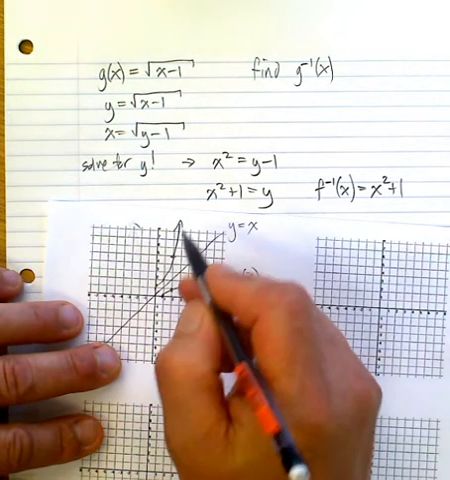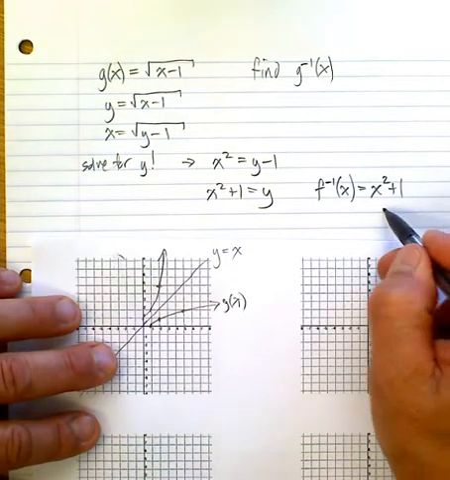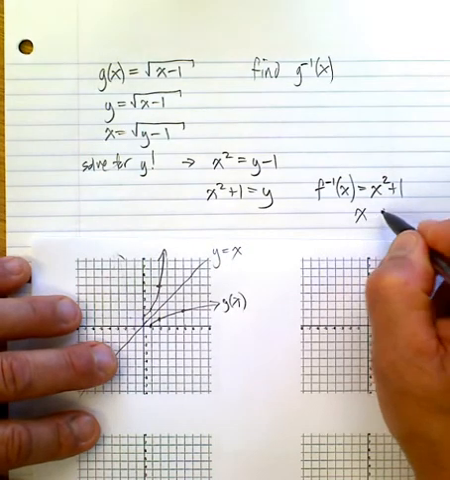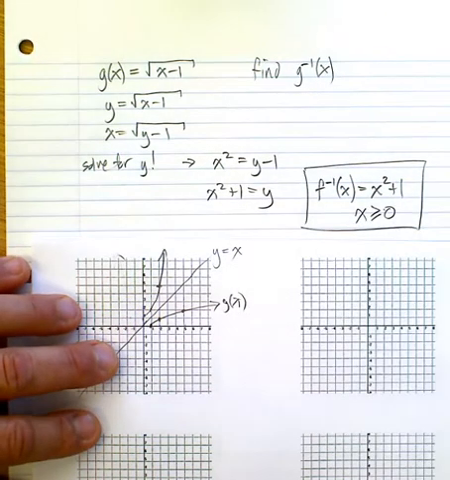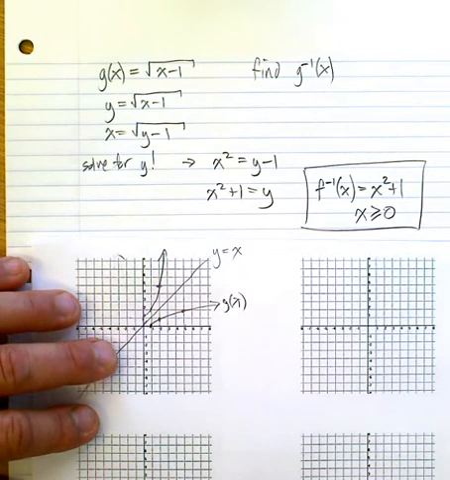Okay, so this is the actual inverse. What we need to do here is state a restriction. You need to say that x is greater than or equal to 0. And this would be your final answer for that inverse.